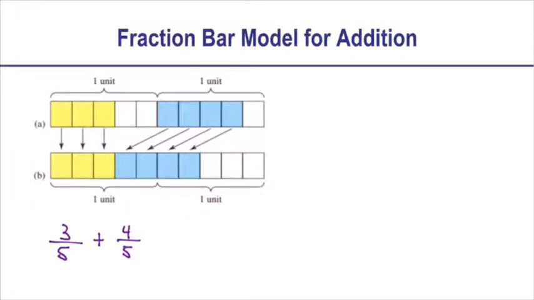Now if we want to add 3/5 plus 4/5, we can see that that's going to give us a total of 7 pieces. But how many does it take to make a whole? It still takes 5 pieces to make a whole. So 3/5 plus 4/5 is 7/5.